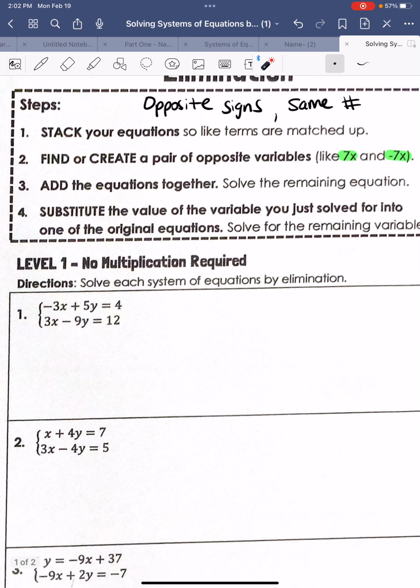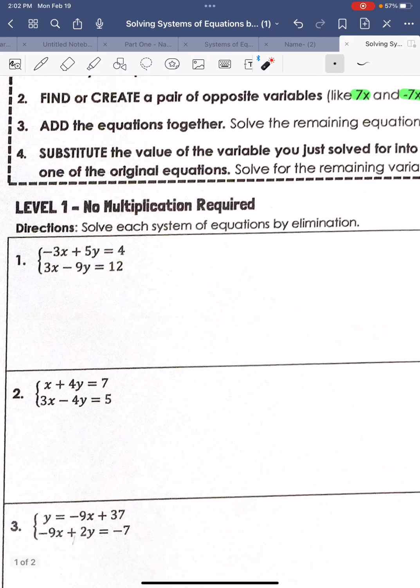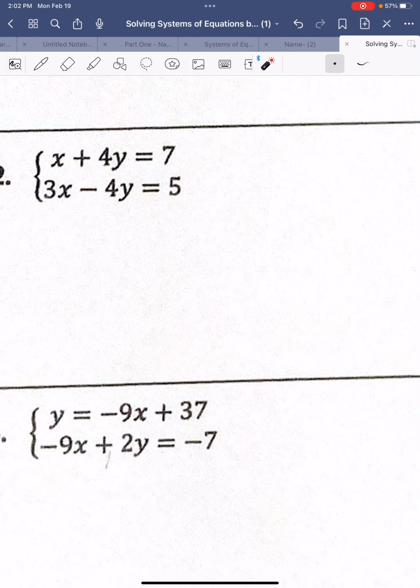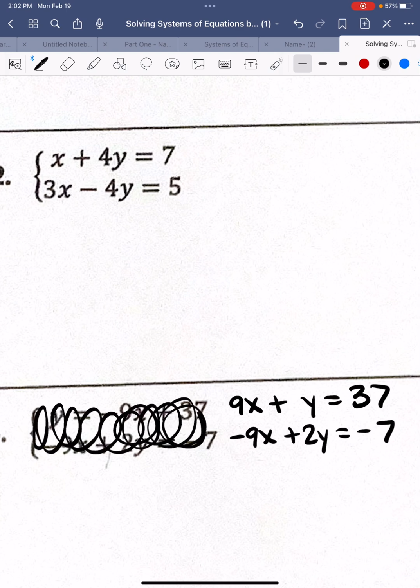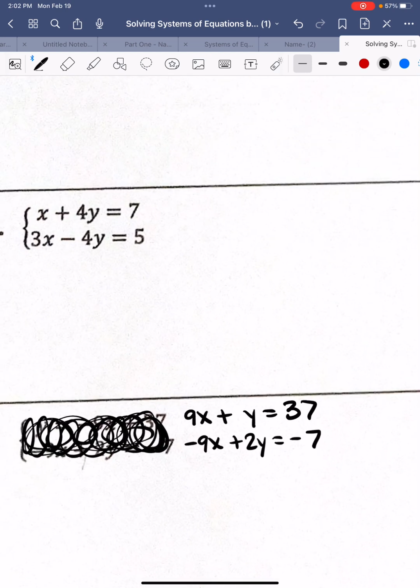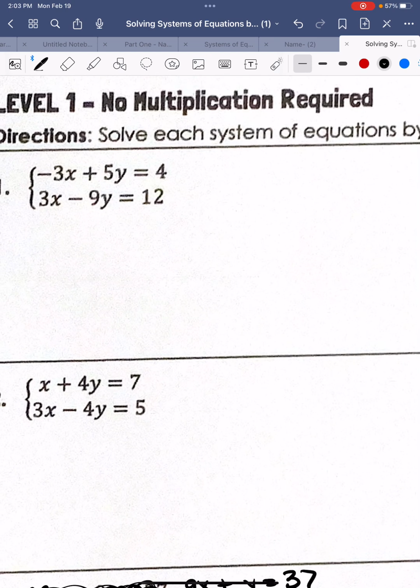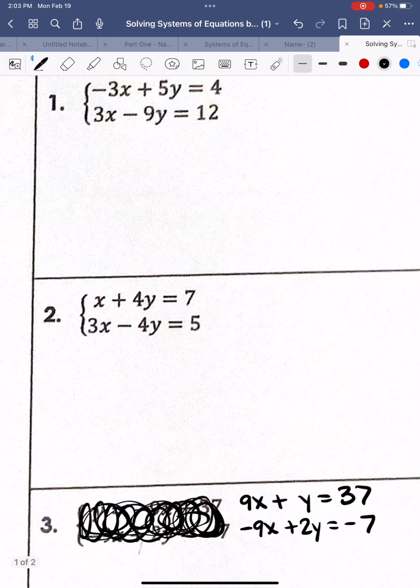So let's take a look. Well, this one should be rewritten, so I'm going to rewrite this one as well. This equation should be written as positive 9x plus y equals 37. And the bottom equation is written correctly. That's what your copy of the notes should read, at least. This example wasn't fixed, so make sure that this is the correct statement. So I'll go over number 2 and then number 3.